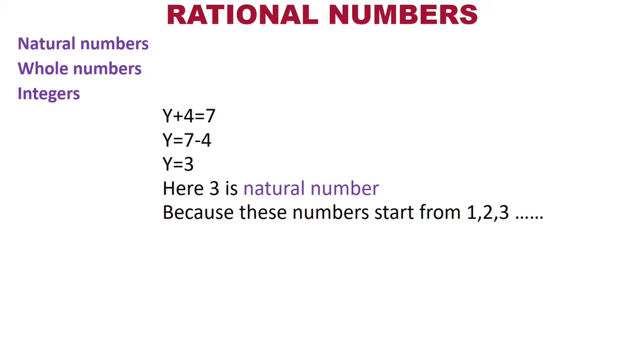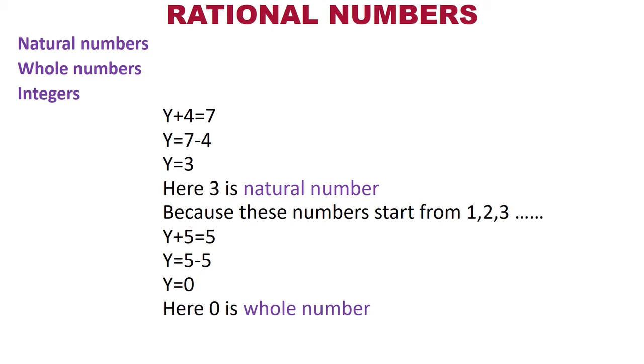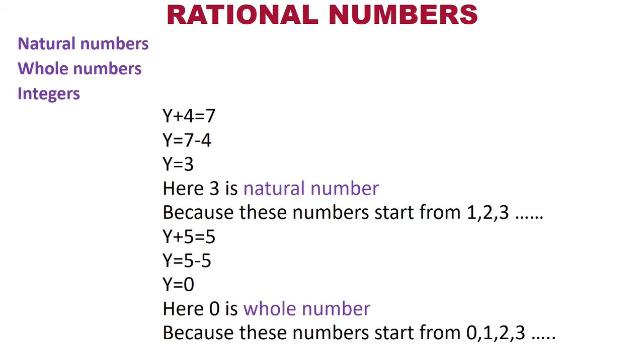Now let us learn whole numbers. y plus 5 is equal to 5. y is equal to 5 minus 5, that is y is equal to 0. Here 0 is a whole number because these numbers start from 0, 1, 2, 3 and so on.